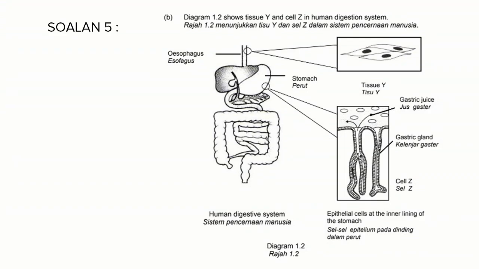Okay, lepas tu kita masuk ke next soalan, nombor 5. Okay, ini diagram 1.2. Kena tengok, baca dulu soalan. Tissue Y, this is actually the smooth muscle. Based on the diagram, tissue Y ialah smooth muscle, otot licin.